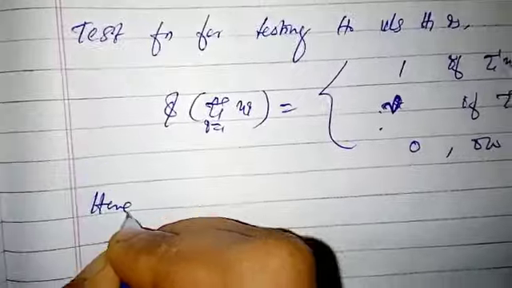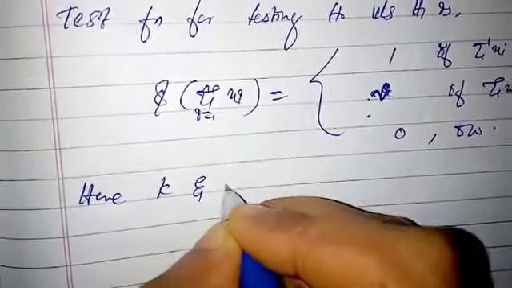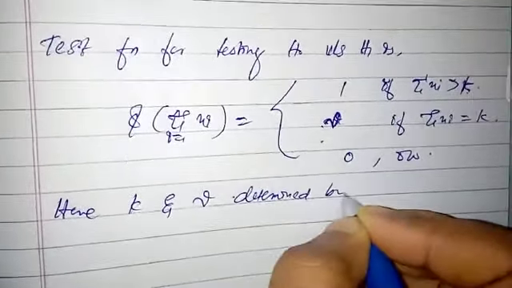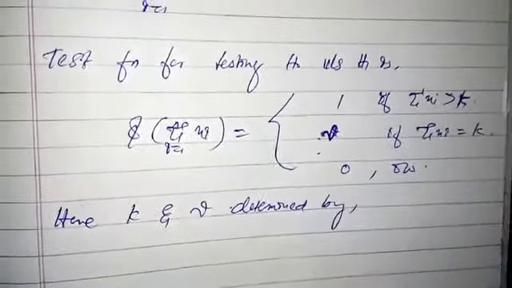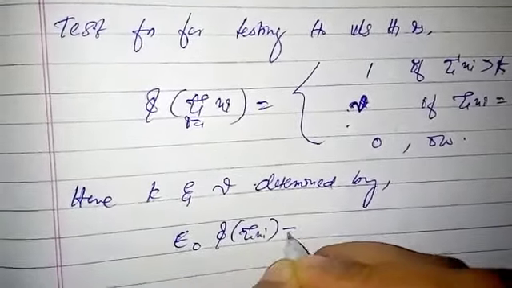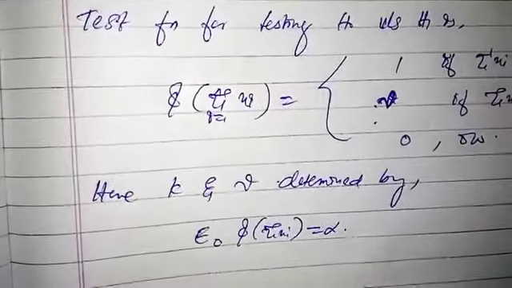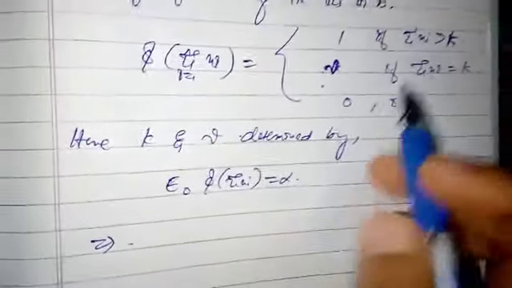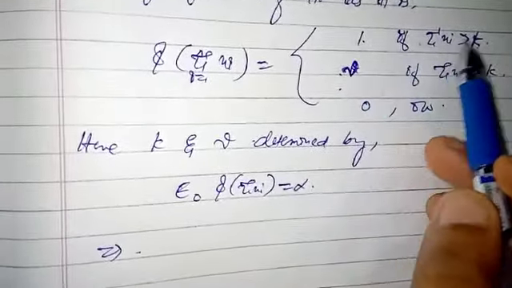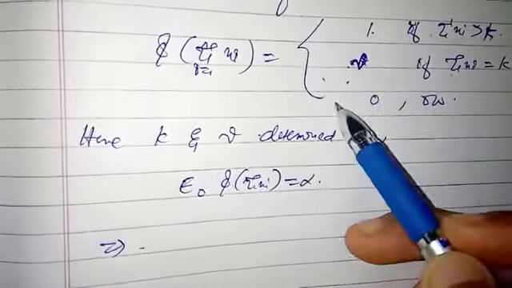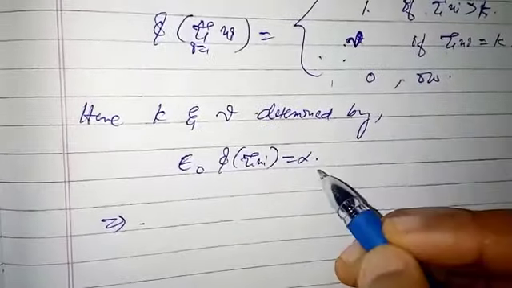Here k and gamma are determined by the size condition, that is expectation of phi of summation xi equal to alpha, right? Which implies, what is the expectation of phi of summation xi? 1 into probability of summation xi greater than k plus gamma into probability of summation xi equal to k plus 0, equal to alpha.